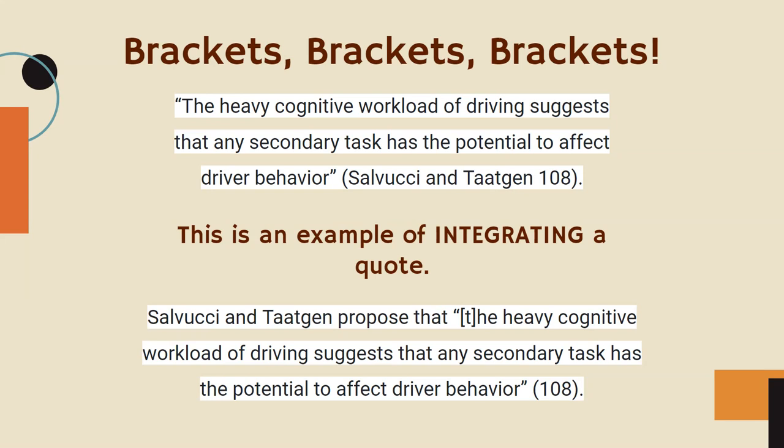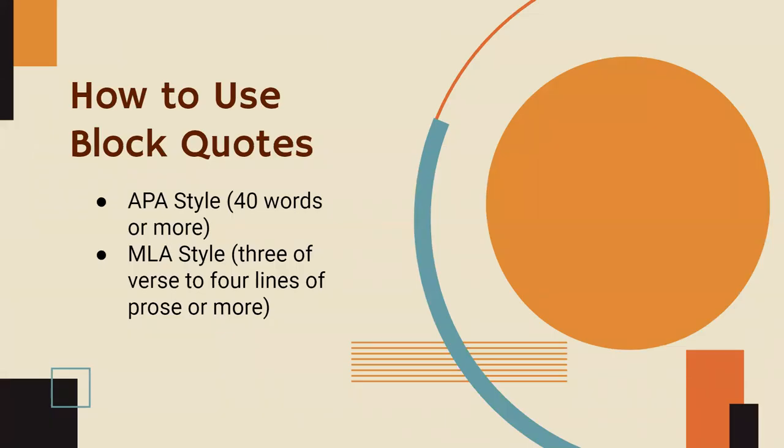And then the other tip or trick that we wanted to share, besides the signal phrases, besides the brackets, is how to use block quotes. So in short, if you have over a certain number of lines or words in a quote, you should separate this from the rest of your paragraph. The way that you do this, however, depends on the citation style that you're using. So for today, we've just decided to focus on APA and MLA because those tend to be the main ones used on campus. But of course, it might change if you're a history major using Chicago and so on and so forth.